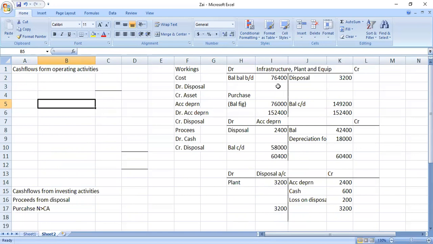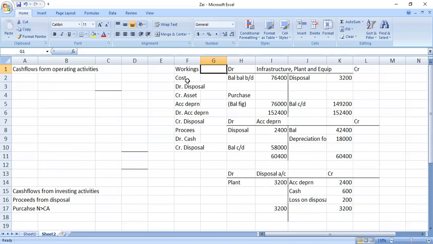Okay, now with additional information, it was giving us disposal. Okay, and these are the entries. Disposal, you draw your asset accounts, okay, and accumulated account and the disposal account. And then you pass the balances. So I don't want to repeat that part unless you have any questions on it.